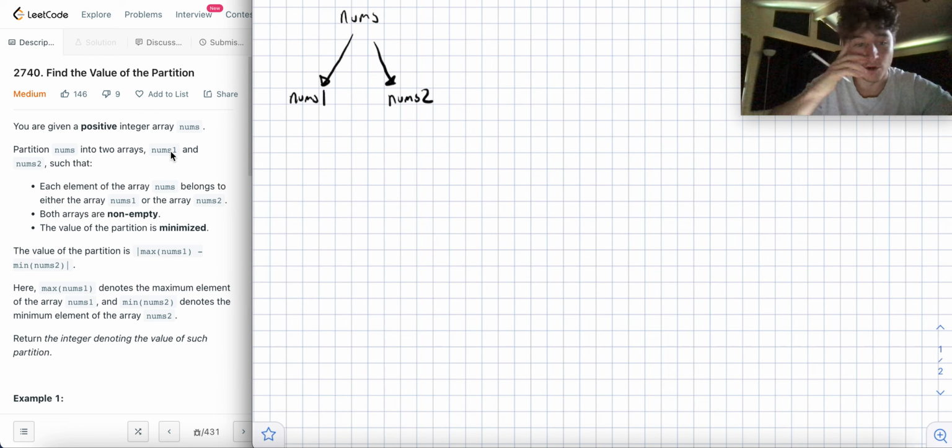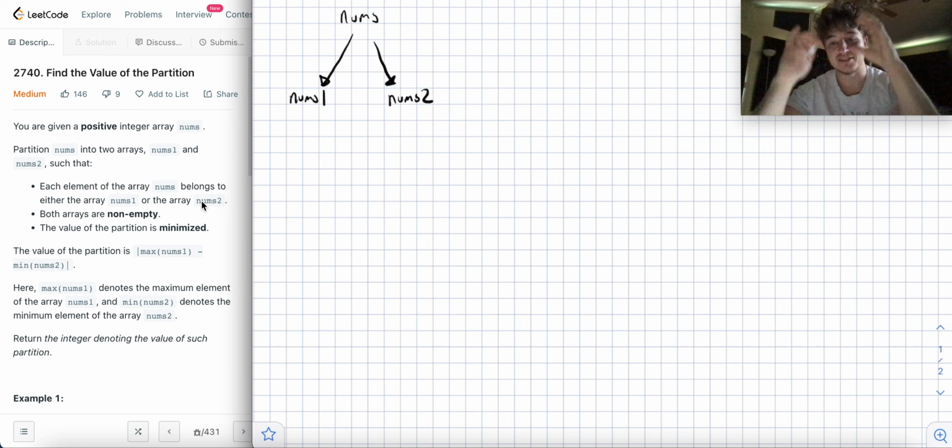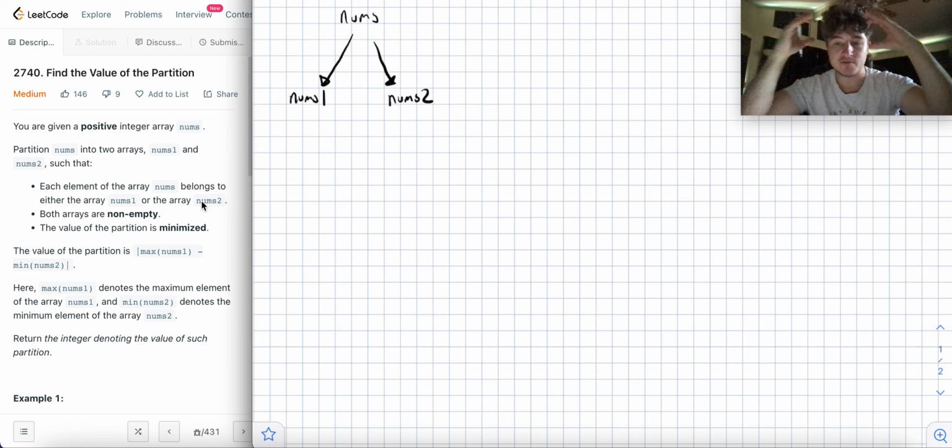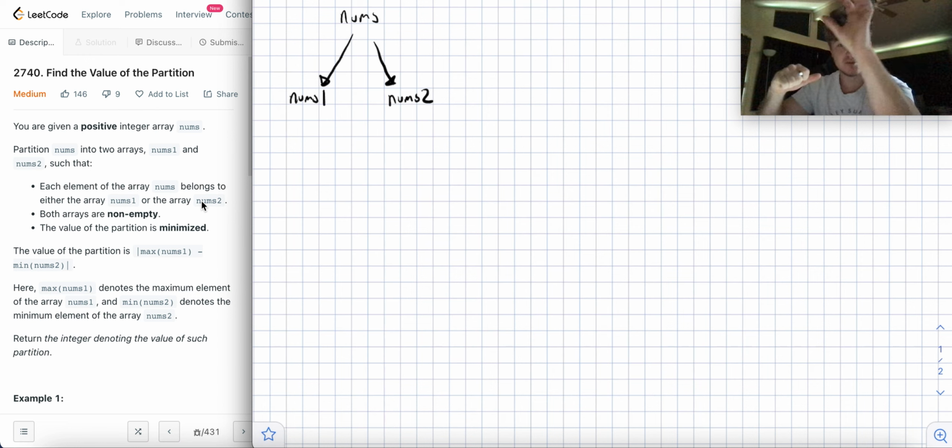Okay. Now, what are the rules of the partition? Well, each element of array nums belongs to either the array nums1 or the array nums2. So you have to take all the elements and you need to use all of them, right? From the source nums, you have to use every element. Both arrays are not empty. So you have to have at least one element in each array, and the value of the partition is minimized. Okay, so then the value of the partition is max of nums1 minus min of nums2.